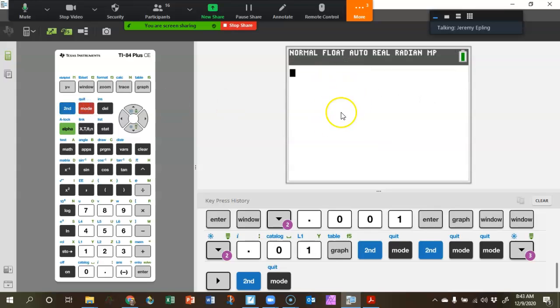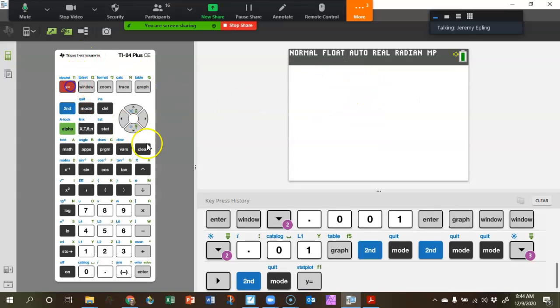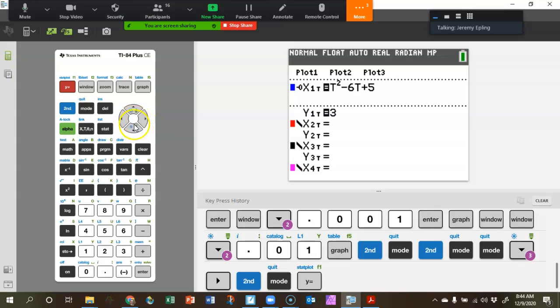Now, when I'm on my home screen, nothing looks any different, but when you go to y equals, things are going to look different. In our x equals, I want you to put our position equation, t squared minus 6t plus 5. Now, I actually mentioned to you yesterday, typically for our position function, we'll use either s or x of t. This is why we would use x of t, because we're going to write it as a parametric.